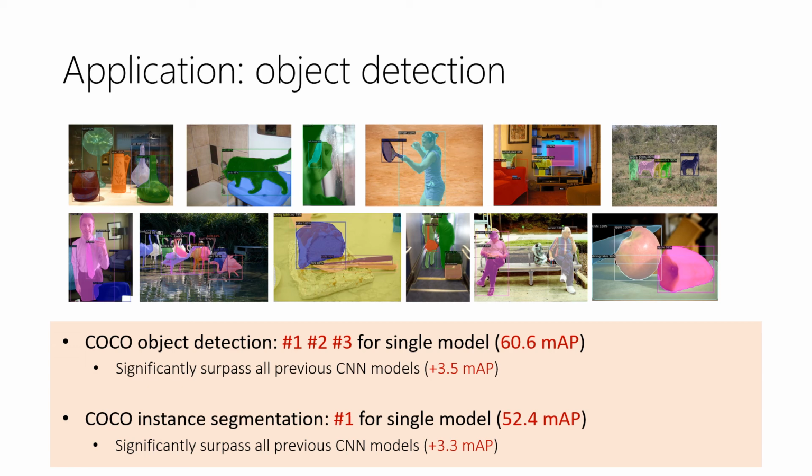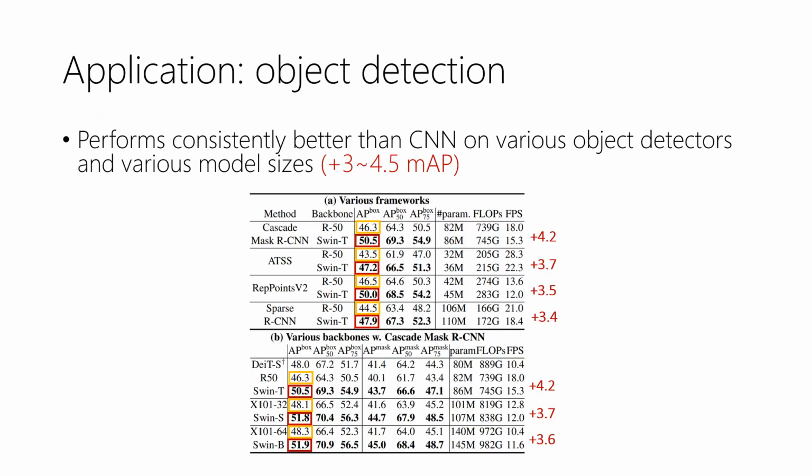Now, all the top 3 records of this benchmark are built on Swin transformer. The current best record is 60.6 mAP, which is 3.5 higher than that by copy-paste. For instance segmentation, the best record is 52.4 mAP by Swin transformer, which is 3.3 higher than the previous best record by the same models.